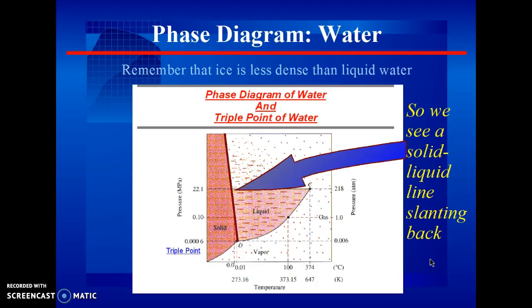Now let's look at the special case of water. And you may remember that ice is less dense than liquid water. So in this case, we see that the solid-liquid line slants backwards, not forward, as it did in the general vapor pressure phase diagram.